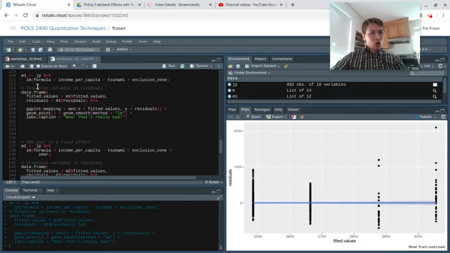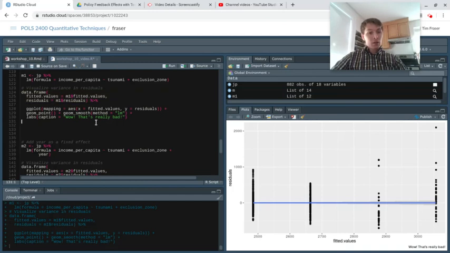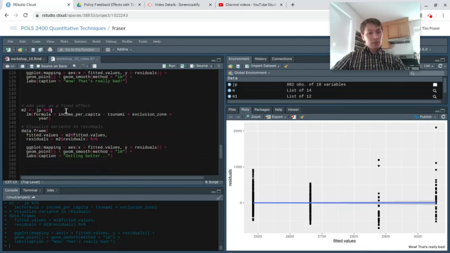By the way, how did we make this plot? We created a data frame of our model fitted values, our y predicted, and of our residuals, so the observed minus the predicted values. And then we just visualize them on a scatter plot. It's kind of cool, right?